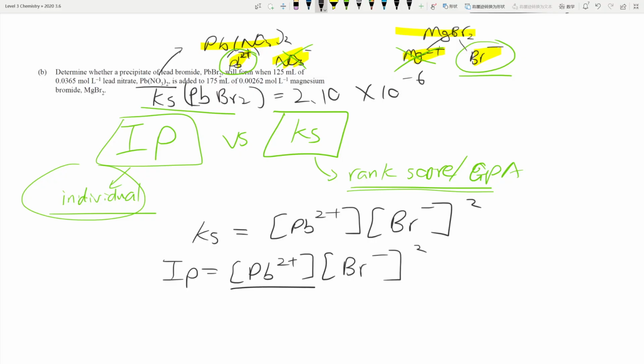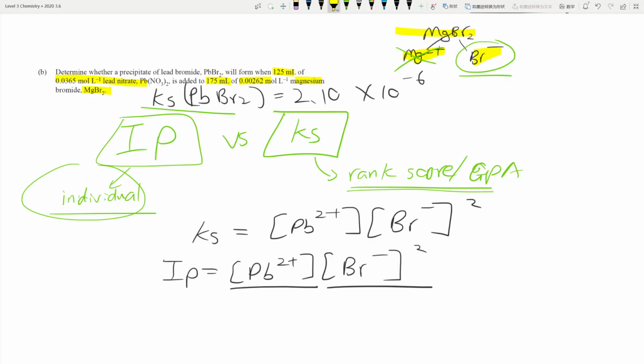So we need two things. We need this concentration, and we need this concentration. But these numbers have already been given here. You can see that when we add 125 mL of this lead nitrate and then 175 mL of this magnesium bromide, and remember what I said about 5-10 minutes ago, every single number that we give you in chemistry will be used once. So you will need to use all of those numbers I highlighted once.